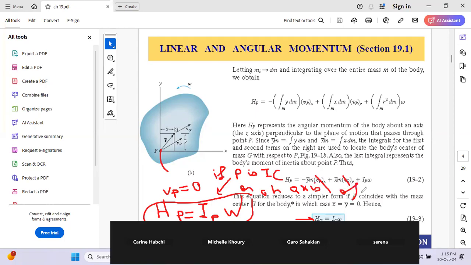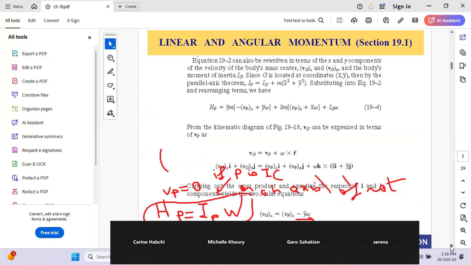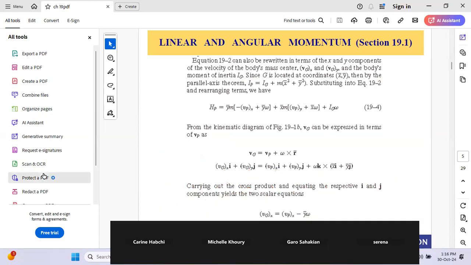Okay. So now that we defined how to calculate the angular momentum for a rigid body, we can proceed. Okay. So here they are demonstrating what we were talking about. Okay.